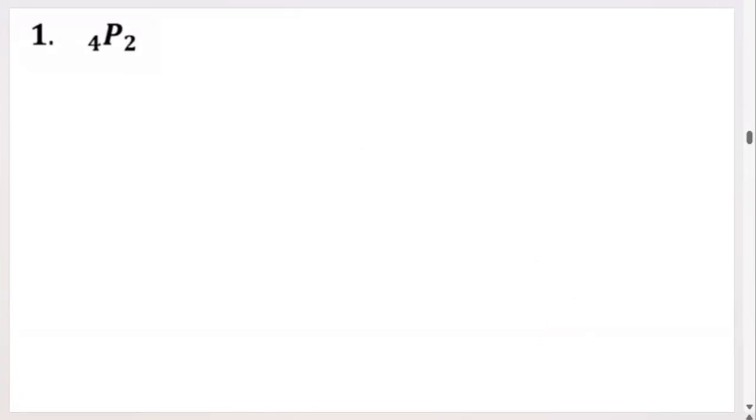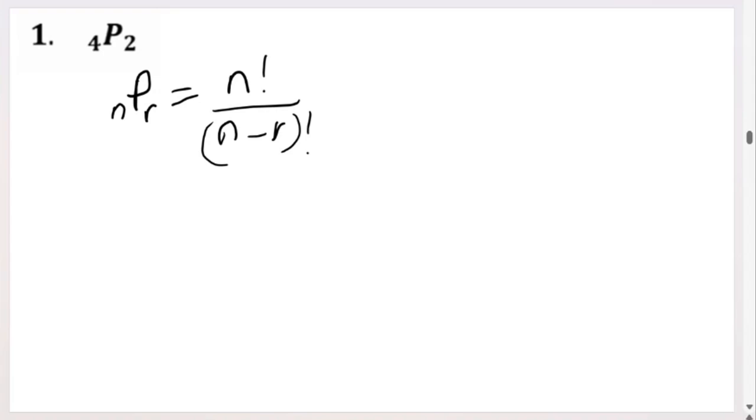Okay, here is an example. The example is saying you need to evaluate this. So in order to evaluate this, you need to get your formula. Your formula is saying you've got P R N is equal to N factorial divided by N minus R factorial. This is the formula for permutation. What is your N here? Your N here is equal to 4, and your R is equal to 2.